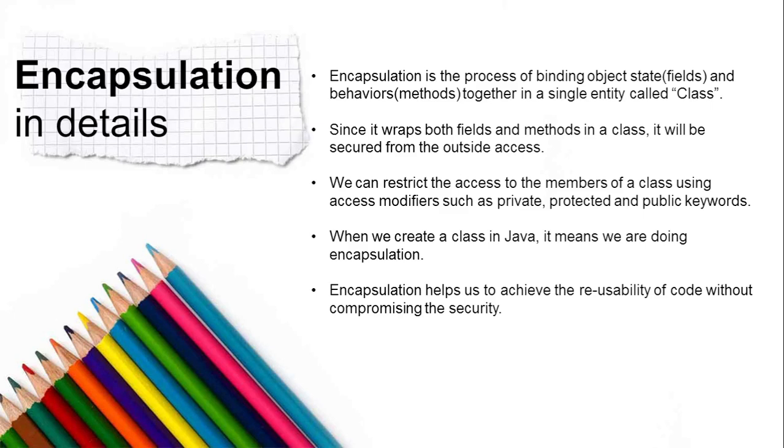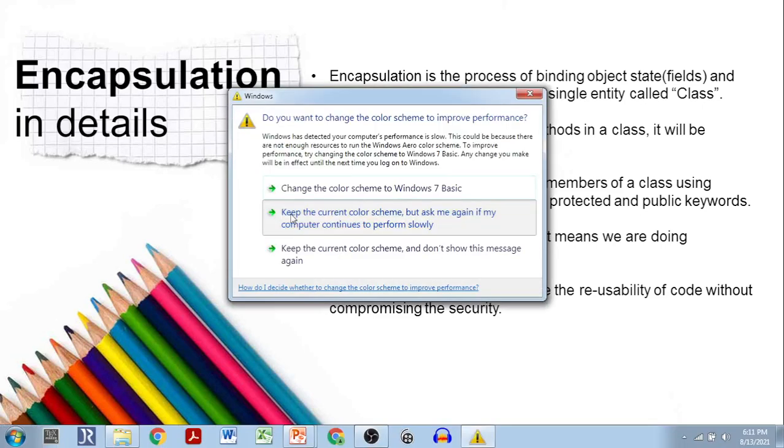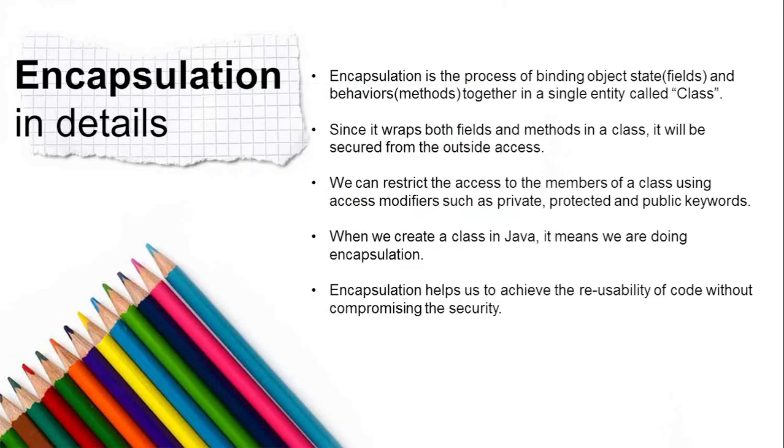We can restrict the access to the members of a class using access modifiers such as the private, protected, and public keywords. In the case of public, it can be accessed everywhere. In the case of protected, it can be accessed only by the derived class objects. In the case of private, it cannot be accessed out of the class scope. So when you create a class in Java, it means that we are implementing encapsulation. As simple as that. Encapsulation helps us achieve reusability of code without compromising security.